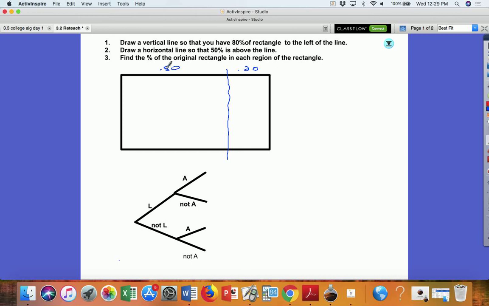Now I want you to change number 2 here, just so that I make one a little different. So let's change that to 30%. Now draw a horizontal line so that 30% is above that line. About a third of the rectangle is above it. Which would mean 70% would be below it, right? And again, estimates.